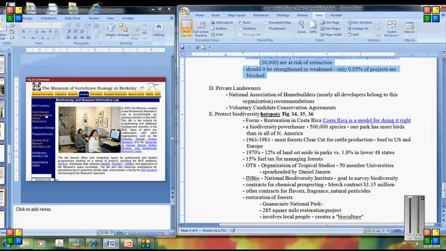Private landholders have a big role. Again, I'm not going to ask you the specifics, like I'm not going to ask you about the National Association of Homeowners, but just be aware that there are private efforts to protect land.